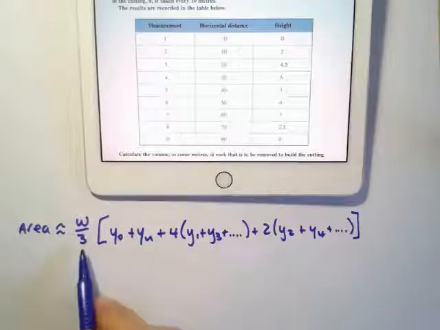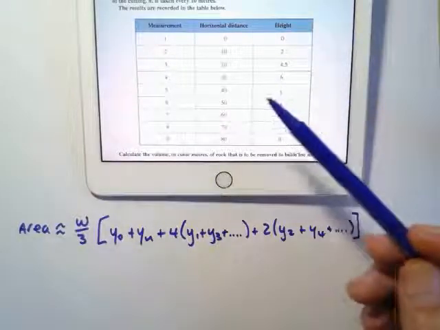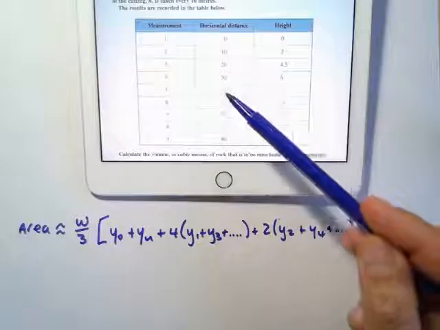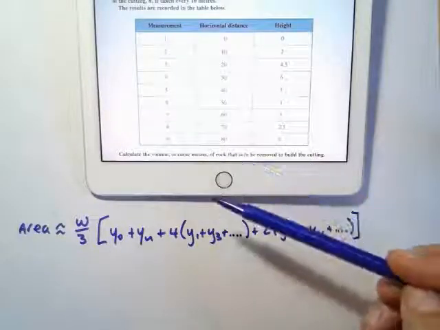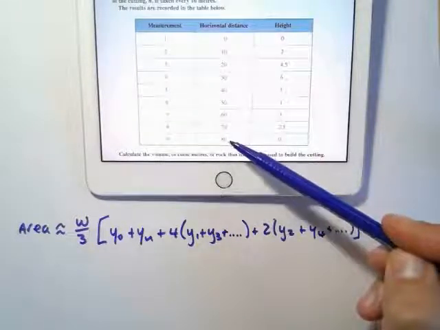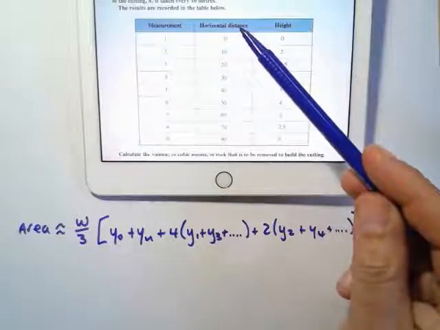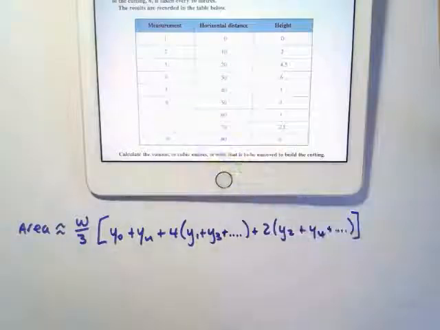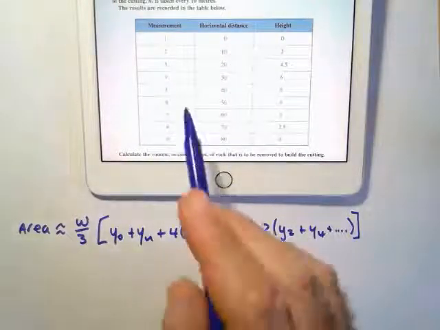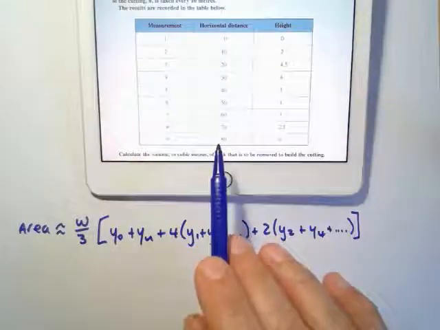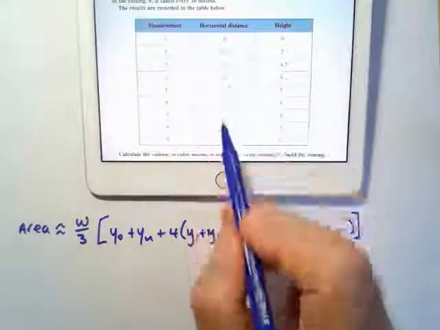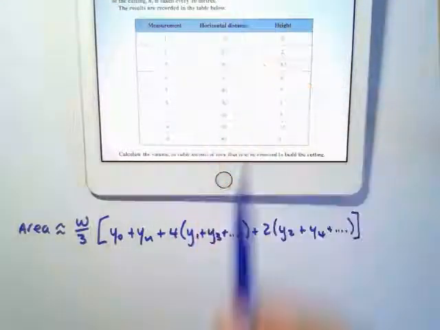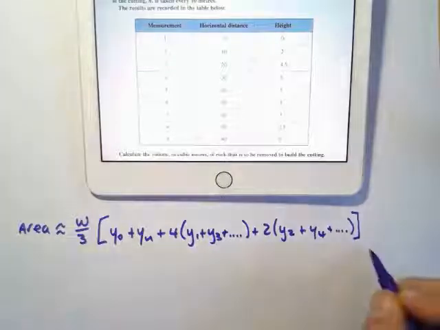But we first have to find the width. Now in this case, it's very easy to see the width because it's every 10 meters. If you look at that, the last reading is at 80, take away the first one, it's at 0, and 80 take away 0 is 80, divided by 8, because there's 8 strips, gives us 10 meters. But you can see that the horizontal distance is every 10 meters. So width equals 10.